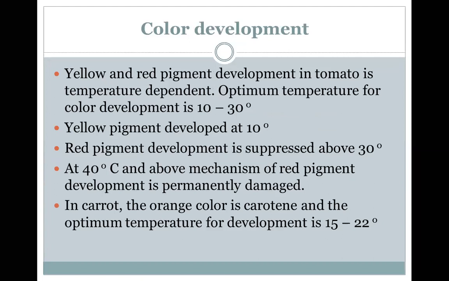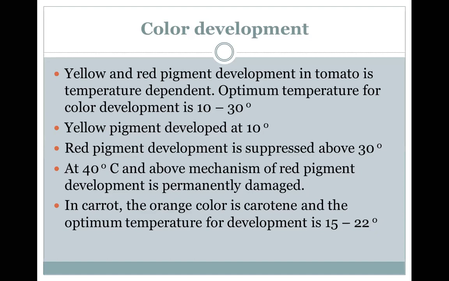Yellow and red pigment development in tomato is temperature dependent, and the optimum temperature for color development in tomato is 10 to 30 degrees Celsius. Then yellow pigment development is at 10 degrees Celsius. Red pigment development is suppressed above 30 degrees Celsius, right? So if the temperature is more than 30 degrees Celsius, the red pigment development will be suppressed. So now at 40 degrees Celsius and above, the mechanism of red pigment development is permanently damaged. So if the tomato faces a higher temperature of 40 degrees Celsius or above, then the ability of red pigmentation will be permanently damaged.